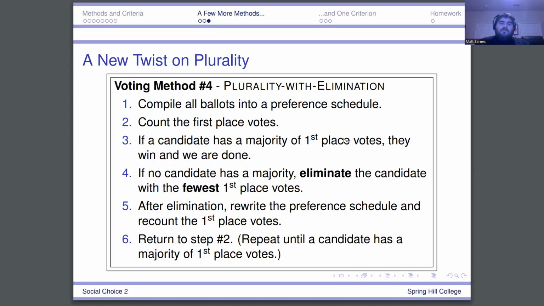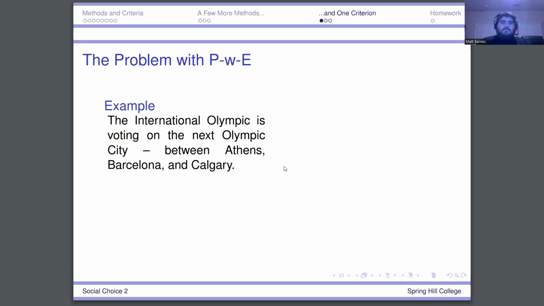If not, we're going to eliminate the candidate with the fewest first place votes. So we're going to take them out of the running, right? We'll shorten our preference schedule just like we did with our NFL draft example. And then we'll look at the first place votes again, count them up, see if somebody has a majority. If they do, they win. If not, we'll just repeat that over and over again. We'll remove the candidate with the fewest first place votes and so on and so forth.